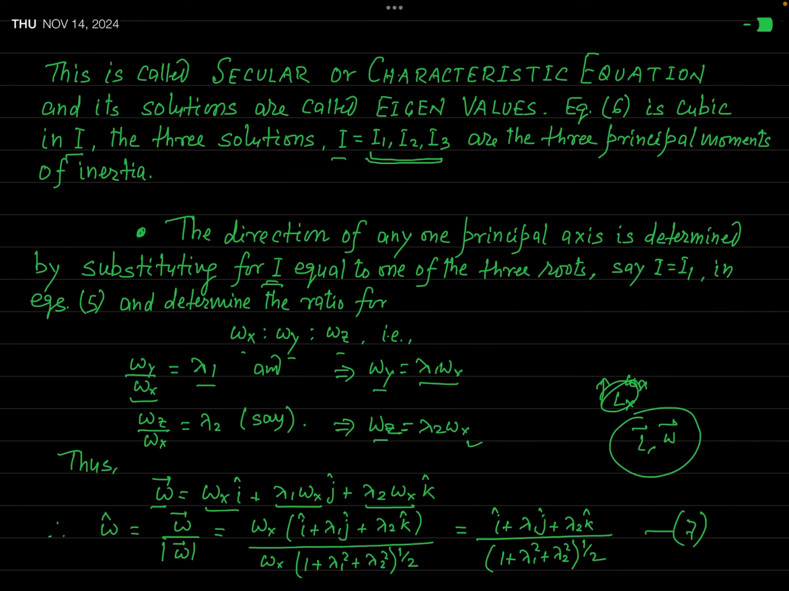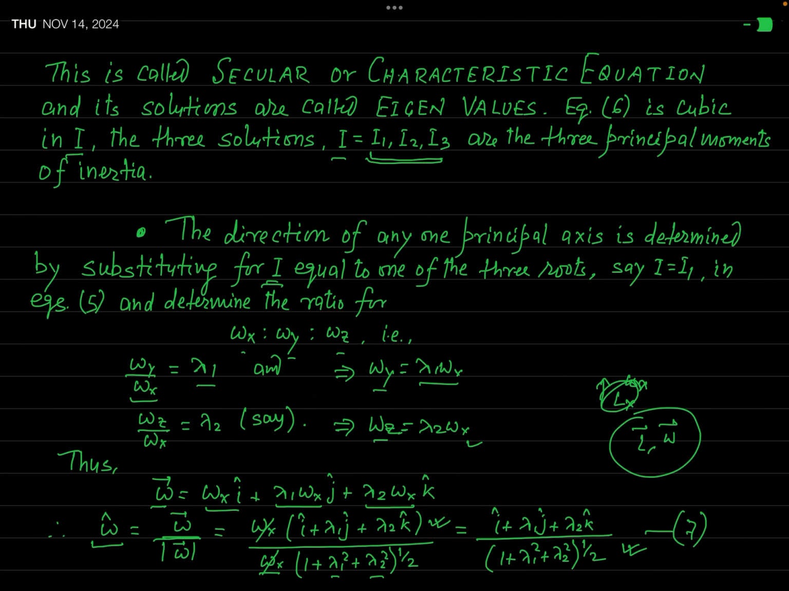So now you can find a unit vector in the direction of omega which will represent the direction of the first principal axis. And how will a unit vector in the direction of omega be found? When you divide vector omega by its modulus, you will get a unit vector omega hat in the direction of omega, which is the direction of the first principal axis. Okay. So omega hat is given as omega over mod of omega. You can see this is the expression for omega in the numerator, and the modulus of omega will be omega x times the square root of 1 plus lambda 1 square plus lambda 2 square. Now this omega x and this omega x will cancel out, and omega hat is equal to this much. In this way, we can find this omega hat which represents the direction of the first principal axis.